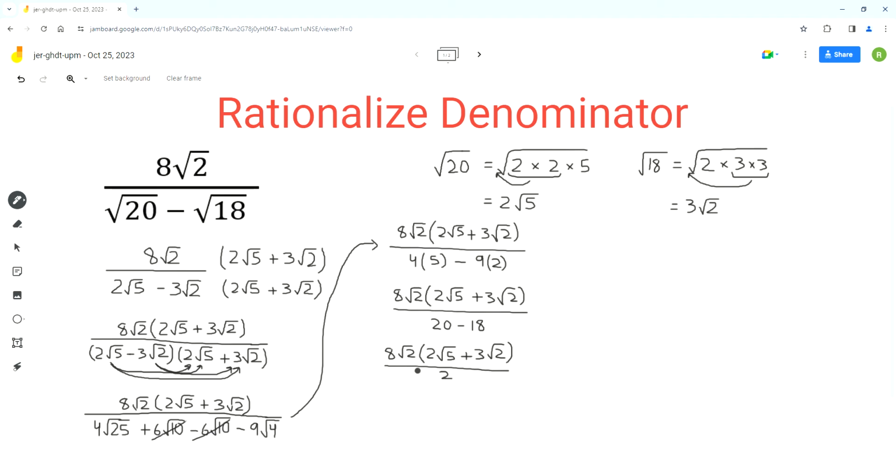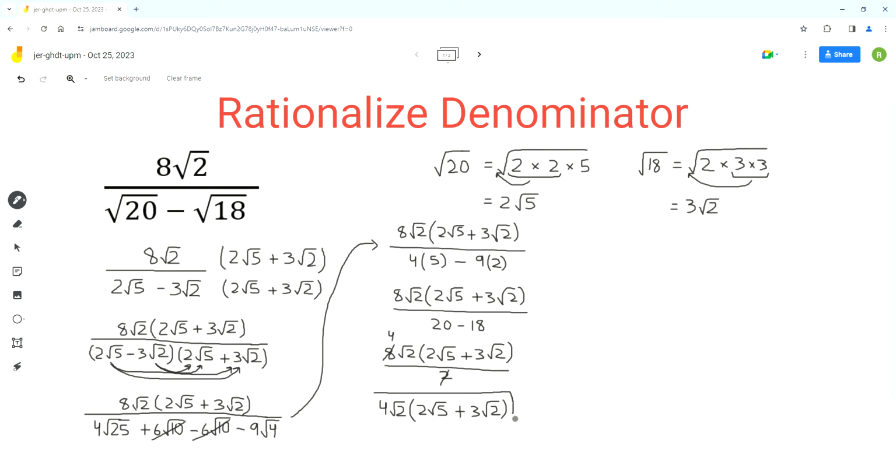Now we can simplify this fraction. So we can cancel out this 2 and reduce the 8 to 4. So that's the advantage of keeping the numerator in factored form. So now we can rewrite this as 4 square root 2 and then parentheses, so 2 square root 5 plus 3 square root 2. So this is the final answer in factored form.